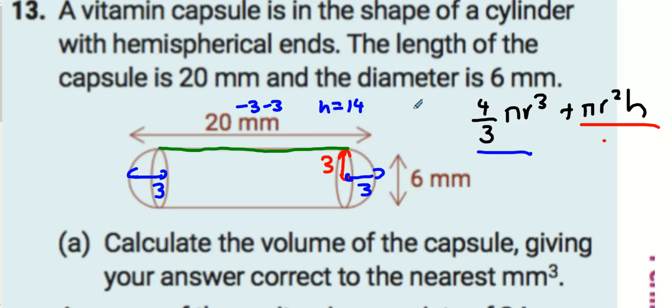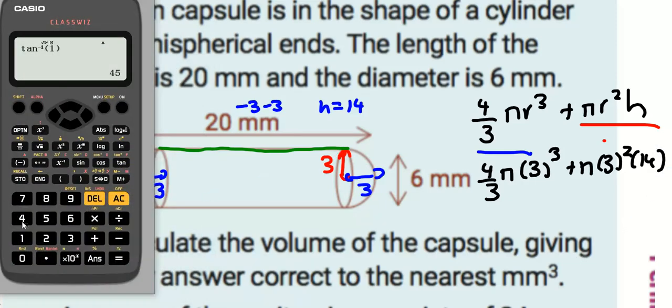Now we're going to plug this into the calculator, lads. So please write this down. It's 4 over 3. We're doing pi. Just leave it as pi in your calculator. Put 3 cubed. And then we're going to do pi 3 squared times 14. And we can probably enter that all in one go. No, we do, because it's a calculation, not a solve. So there's no equal sign. So we're not crossing off the pi. And I think it wants it in decimals.